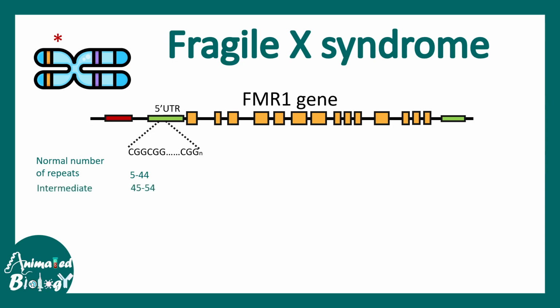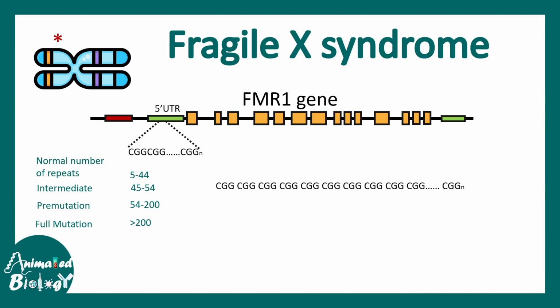But sometimes these repeats occur more in number, and this is due to a problem during the process of replication. There are intermediate, pre-mutation and full mutation kinds of changes. In case of full mutation, these CGG repeats are more than 200 in number, and that leads to a pathogenic situation where the protein is non-functional.